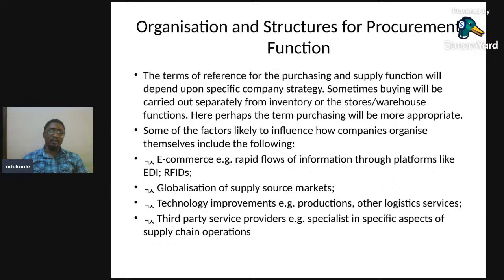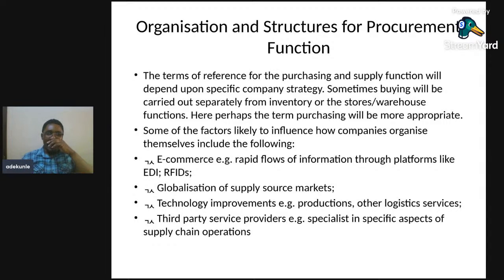So some of the factors that you look at that might likely influence how companies organize the structure of their procurement will include: one, e-commerce, e.g., the rapid flow of information through their platforms, or your RFIDs, EDI, barcoding, their POS system. Globalization of supply source market would directly affect how the structure of their procurement system might look.